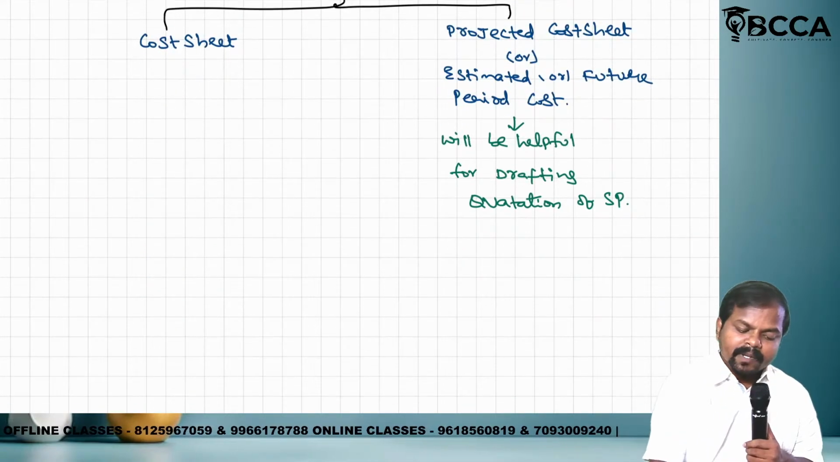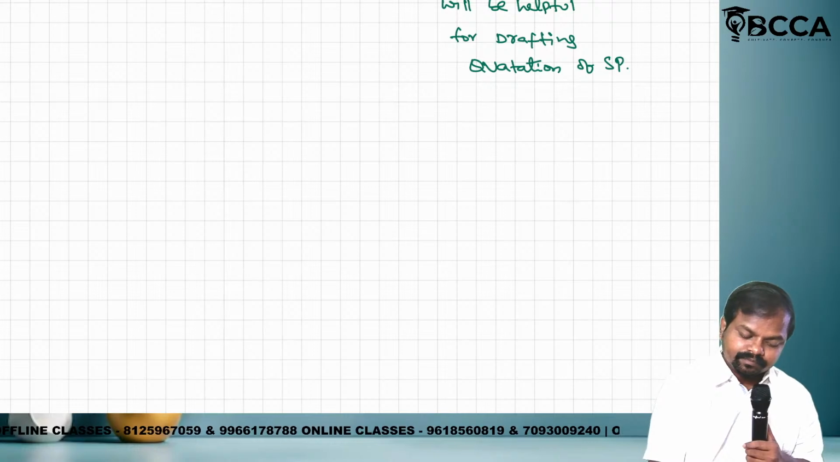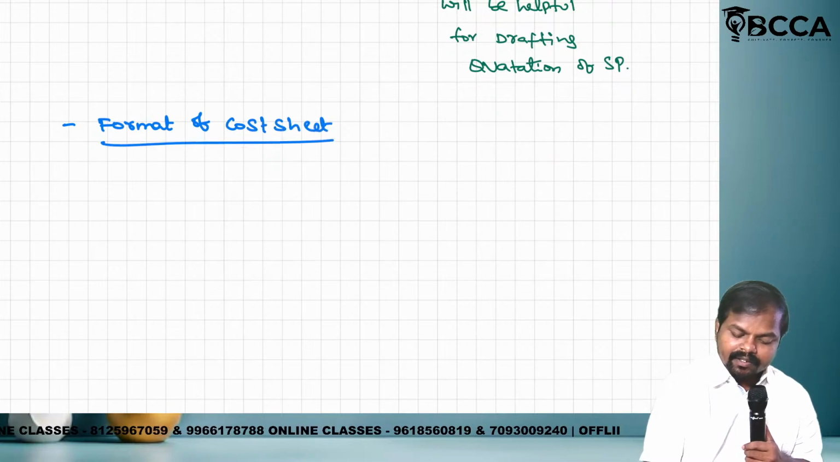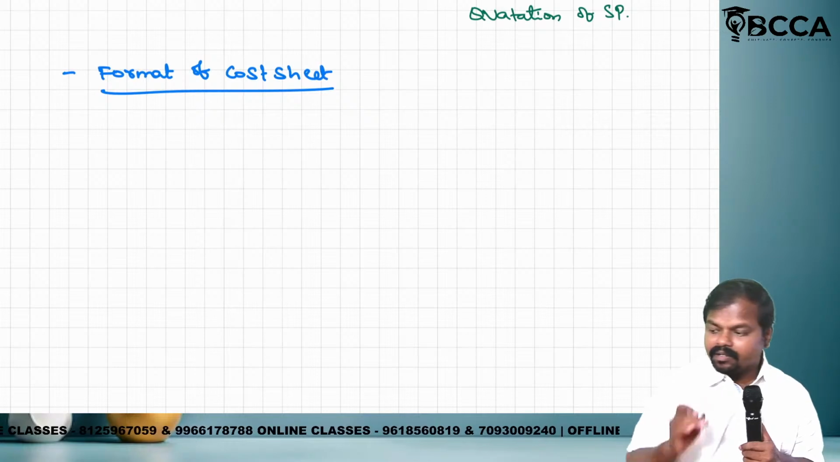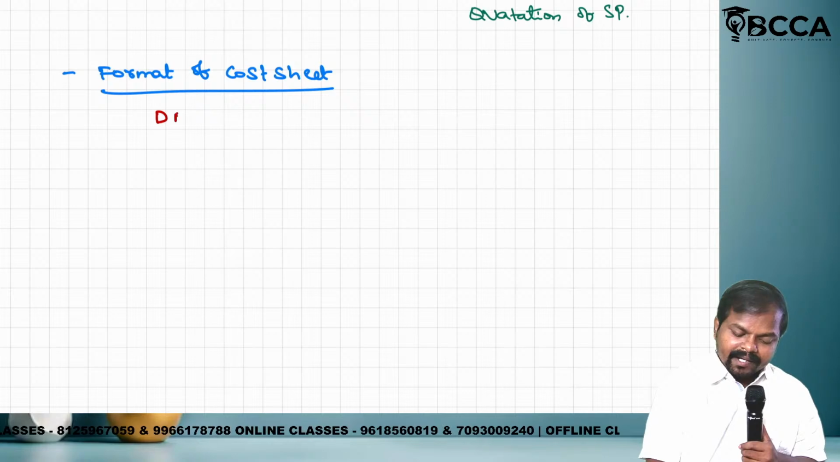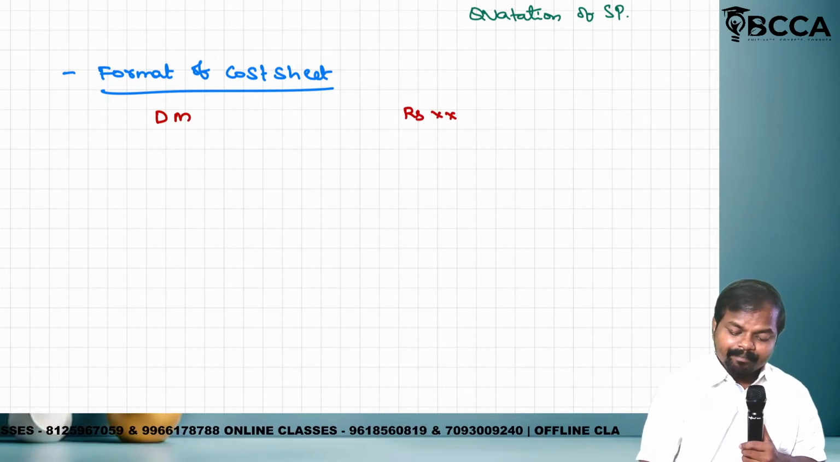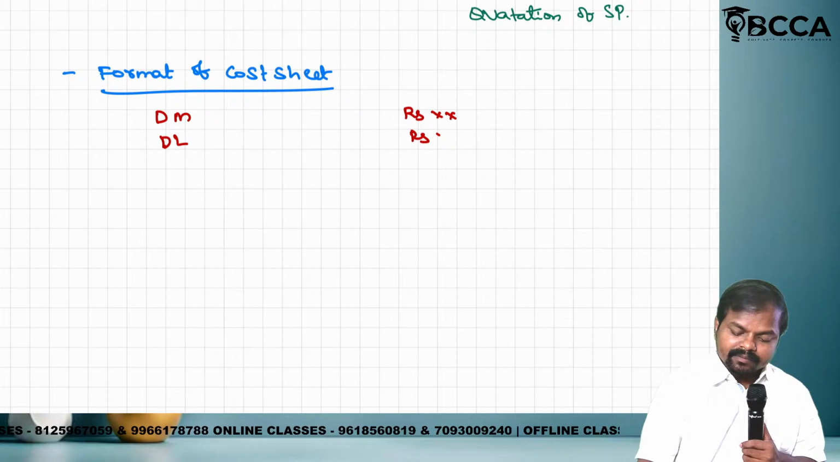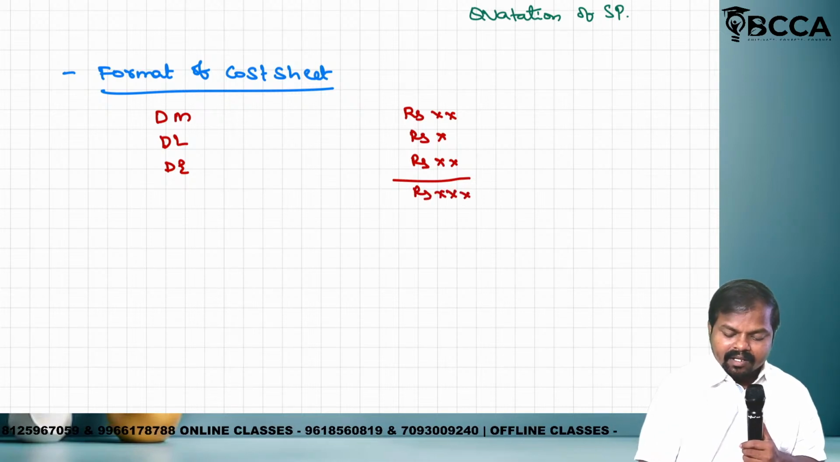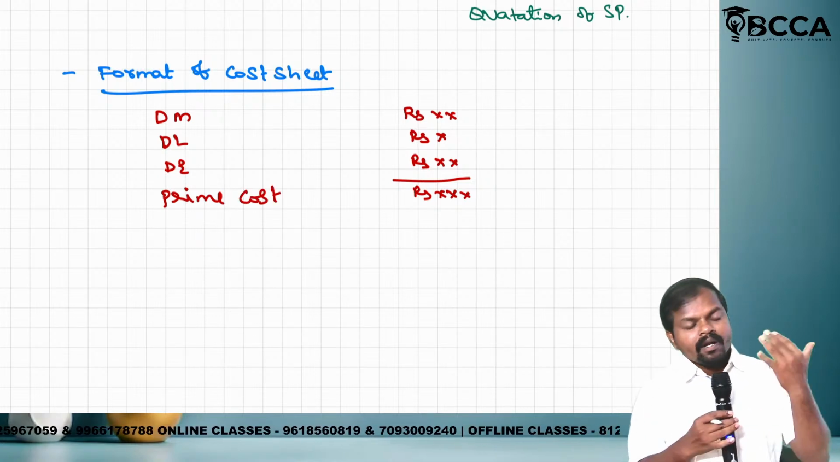Correct? Respond. Next, listen. Format of cost sheet. Format of what? Cost sheet. What is the format? First, direct material. Next, direct labor. Next, direct expense. The aggregate result will be getting, right? That result will be referred to as what? Prime cost.